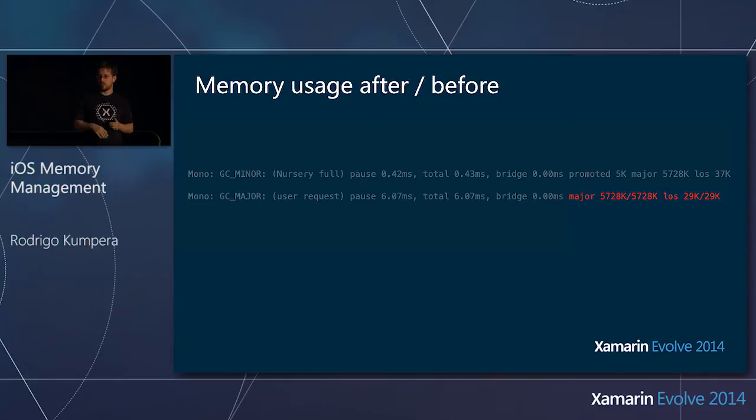So here we see that we run the garbage collector. At the beginning, we have 5 megs, some 5.7 megs of memory used by the major heap. And when the collector ended, it has the same thing.